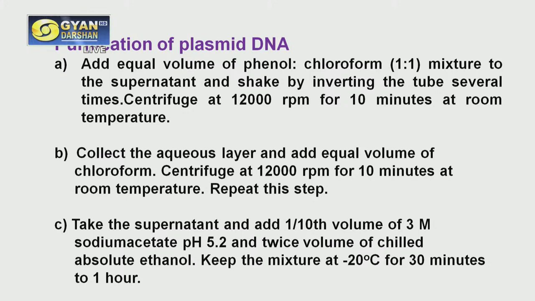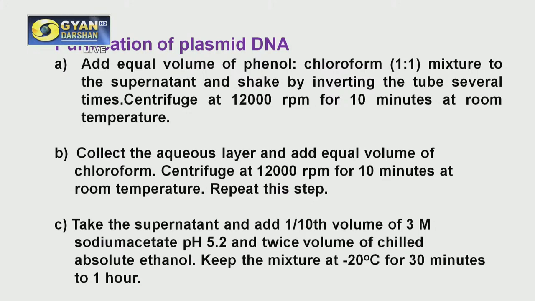Okay, so this is done. Now the phenol chloroform step and the chloroform step are over. Now you take the supernatant and you precipitate the plasmid DNA. How do you precipitate the plasmid DNA? You add sodium acetate pH 5.2 and chilled absolute ethanol. So if your supernatant is, let's say, 1 ml, you have to add 1/10 volume, that means 100 microliter of 3 molar sodium acetate pH 5.2, and 2.5 volume or twice volume.